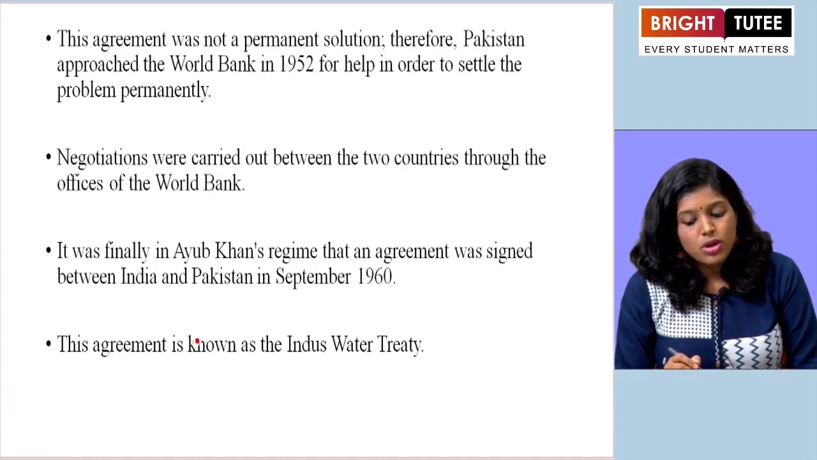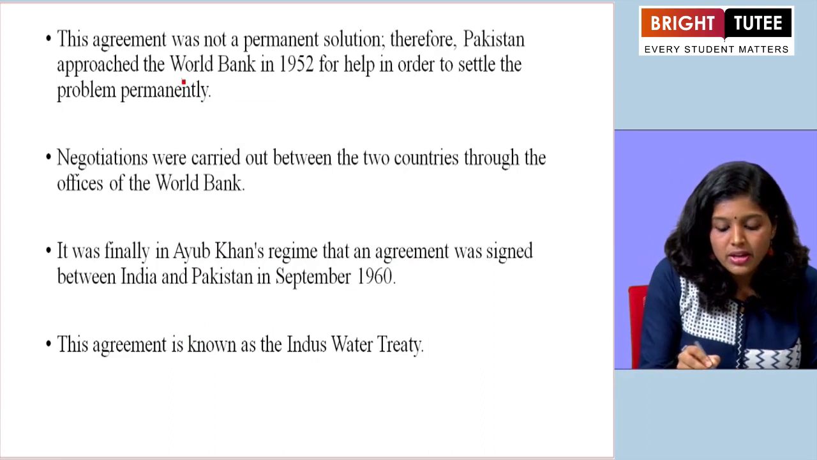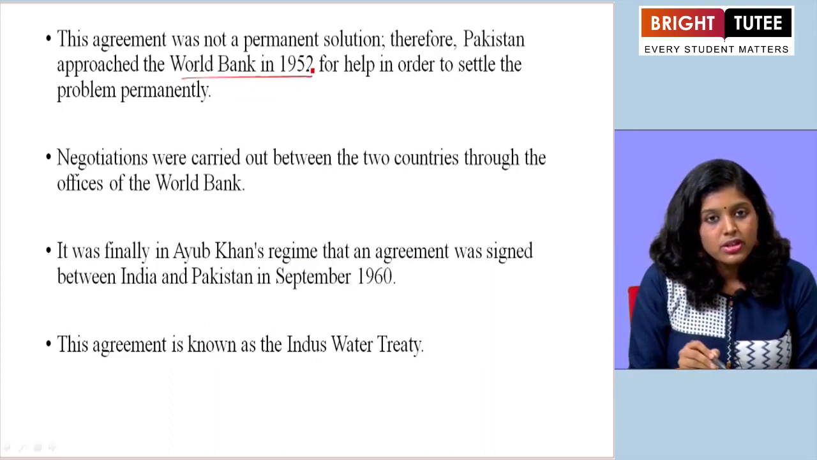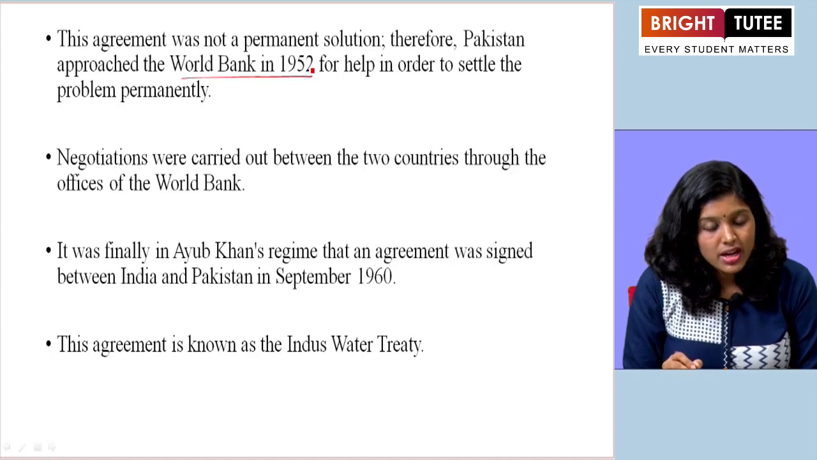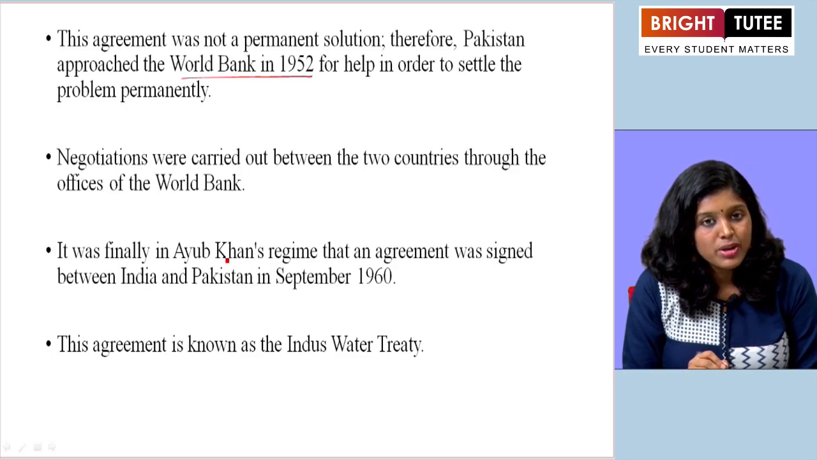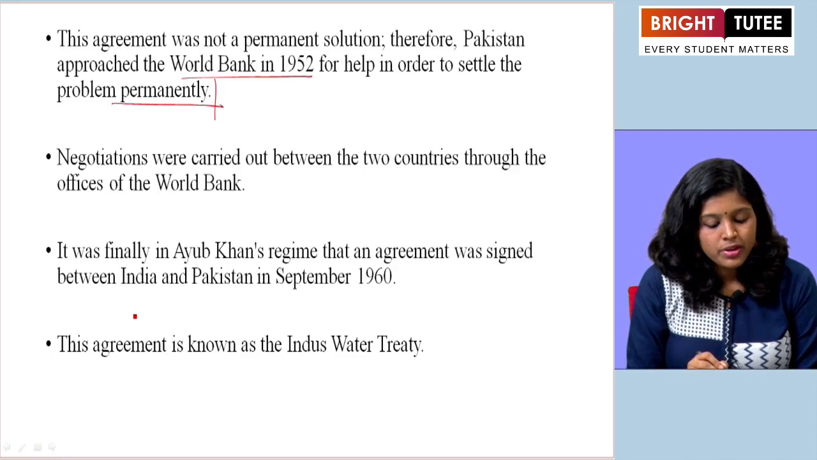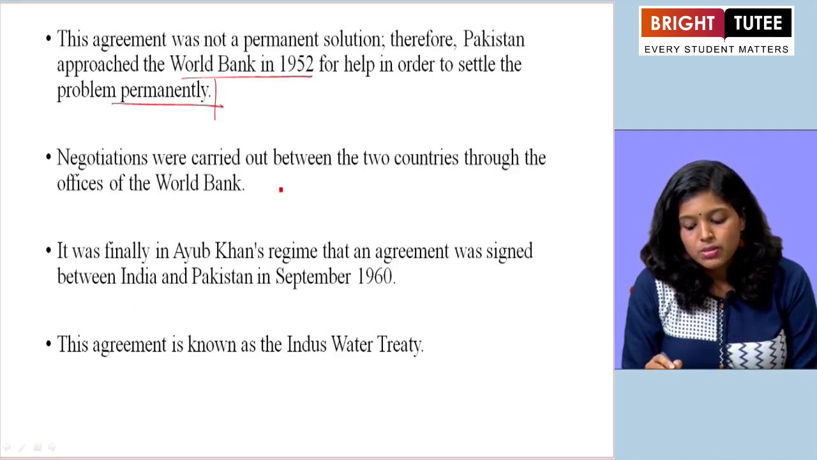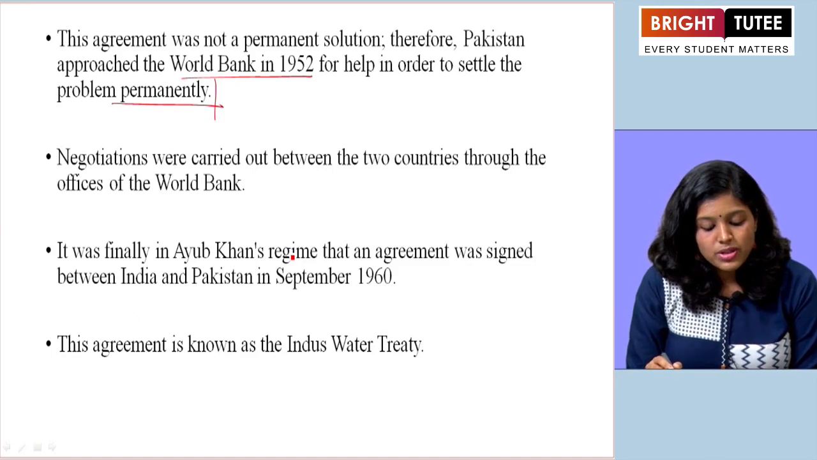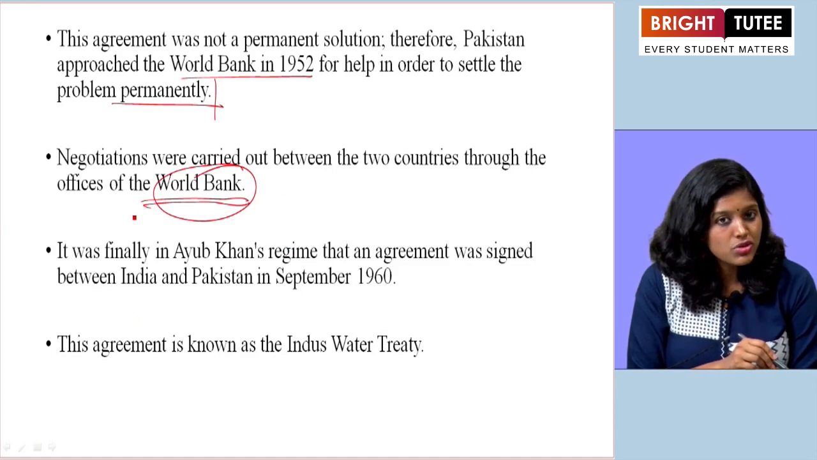This agreement was not a permanent solution. Therefore, Pakistan approached the World Bank in 1952. Following the agreement in 1948, Pakistan approached the World Bank in 1952 for help in order to settle the problem permanently, because in 1948 the agreement was a short-term or interim agreement. Negotiations were carried out between the two countries through officers of the World Bank. So, now the World Bank became the mediator between these two countries.